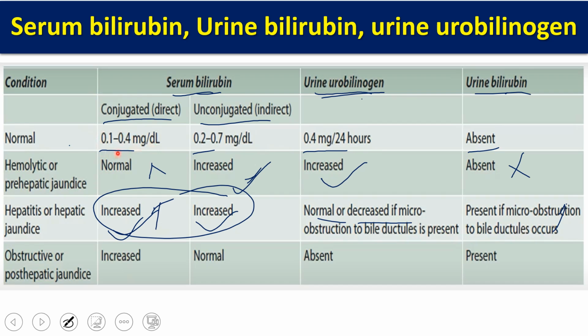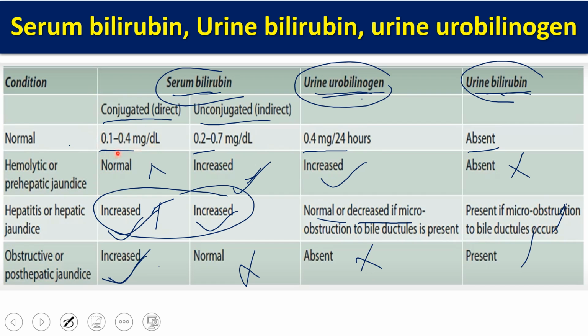Similarly, in case of obstructive jaundice, only conjugated bilirubin rises. Unconjugated will be normal because it is obstructive. This is post-hepatic jaundice, so here urobilinogen will not be there, it will be absent, and urine bilirubin level will rise. So this is the comparison of how we can analyze different components, either serum bilirubin, urobilinogen, or bilirubin in the urine, in different kinds of conditions.